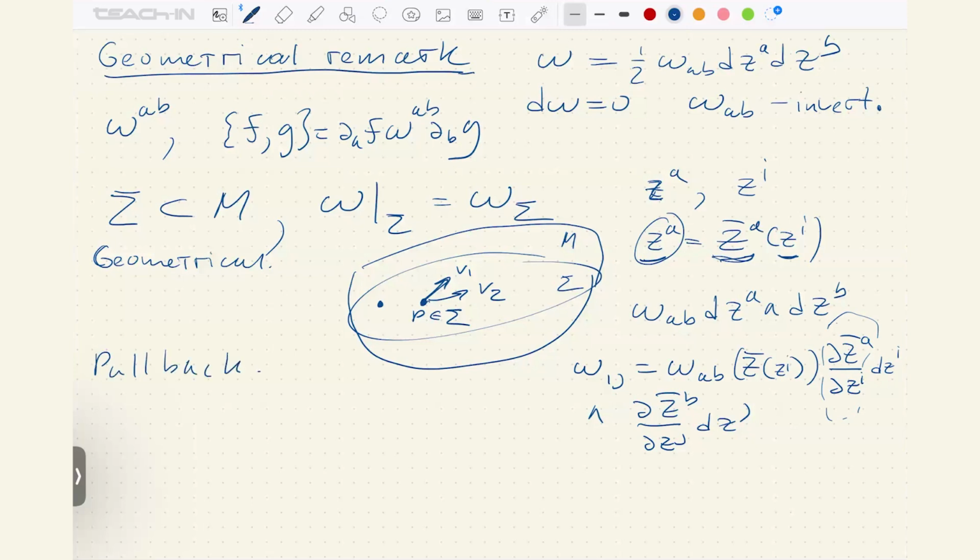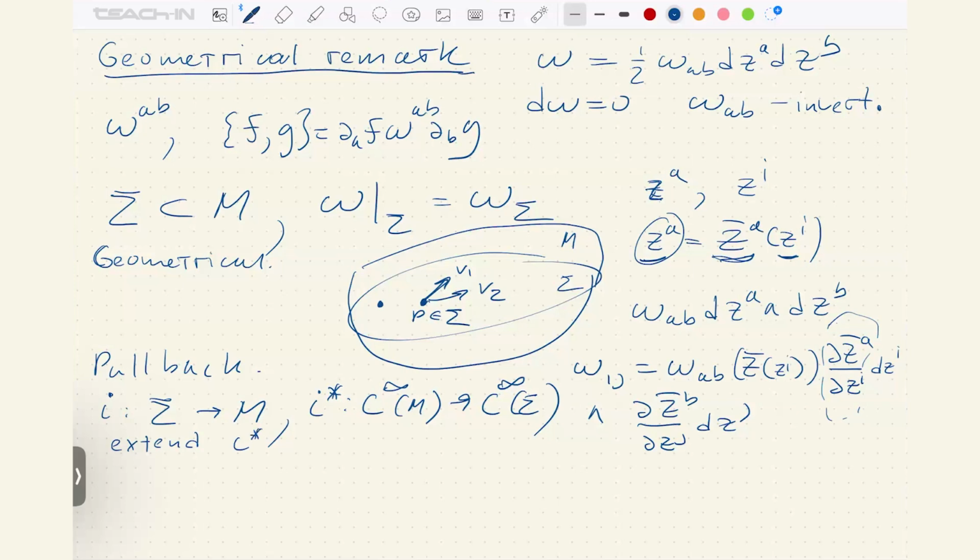Okay, and in invariant language this is again the language of the pullback. So we know that if there is an embedding map I from sigma to M, then there is a canonical map I star, called the pullback of I, which sends functions in the opposite direction. And in fact, this I star can be extended to differential forms.